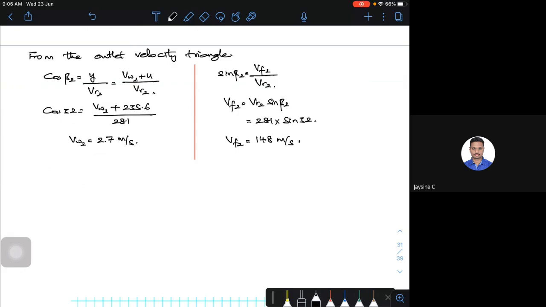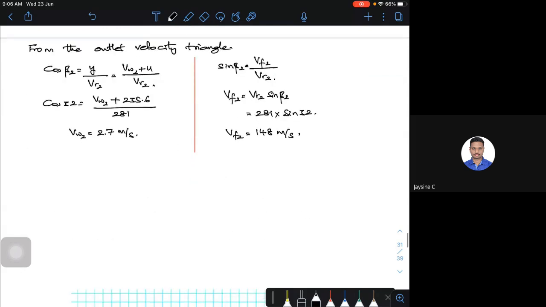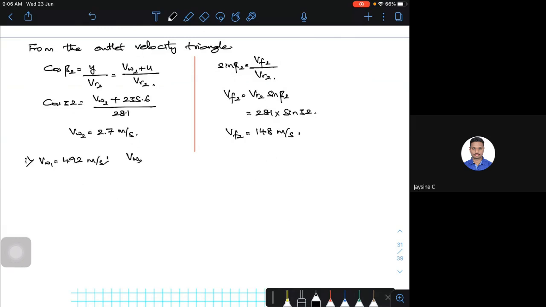What is VW1? We have found VW1 to be 492 and VW2 to be 2.7. So the first parameter which we were supposed to find, VW1, was found to be 492 meters per second, and VW2 was found to be 2.7 meters per second. Now the second one, axial thrust.